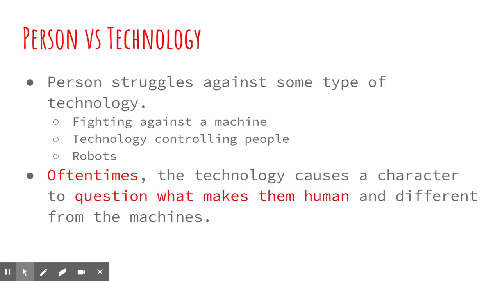Person versus technology. It's exactly what it sounds like. Struggling against some type of technology. Could be fighting against a machine. This is pretty popular in movies to have technology controlling people or robots, different things like that. Oftentimes, when you see a person versus technology, the technology makes the character question what makes them human and different from the machines.